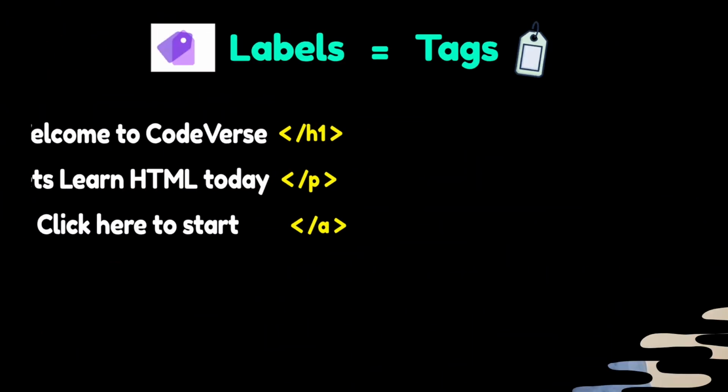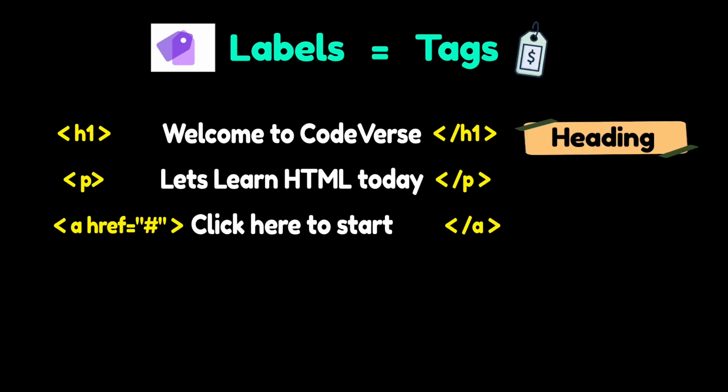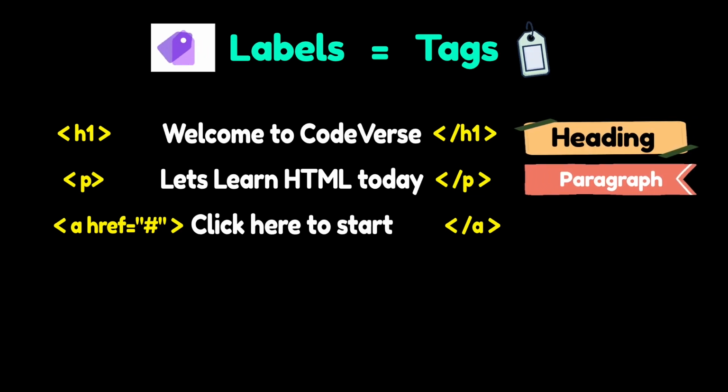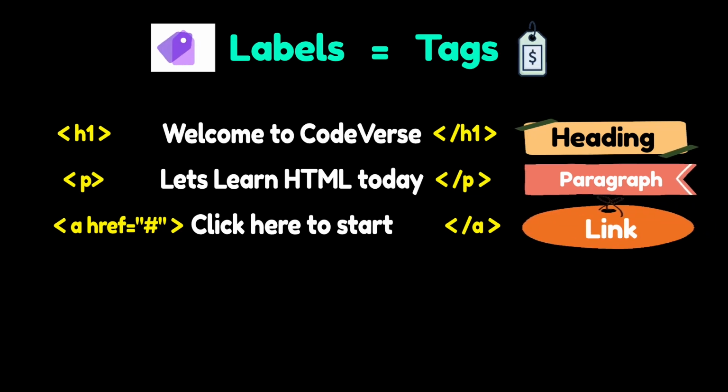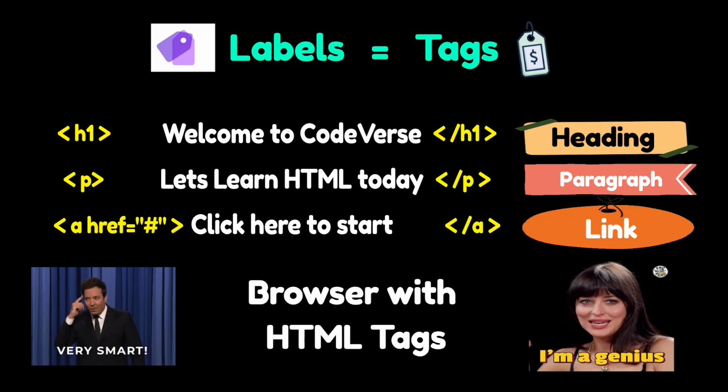So the developers came up with a very simple idea. What if we could label each piece of content? These labels are called HTML tags. The H1 tag tells the browser this is a main heading. The P tag says that this is a paragraph. And the A tag tells that this is a clickable link. Now the browser knows exactly how each piece of content should be displayed.